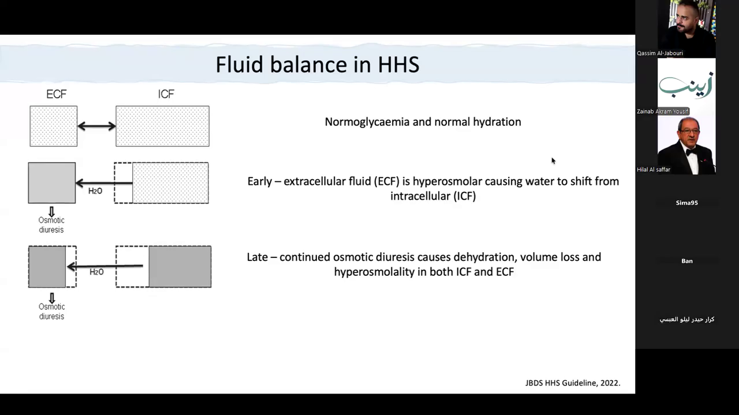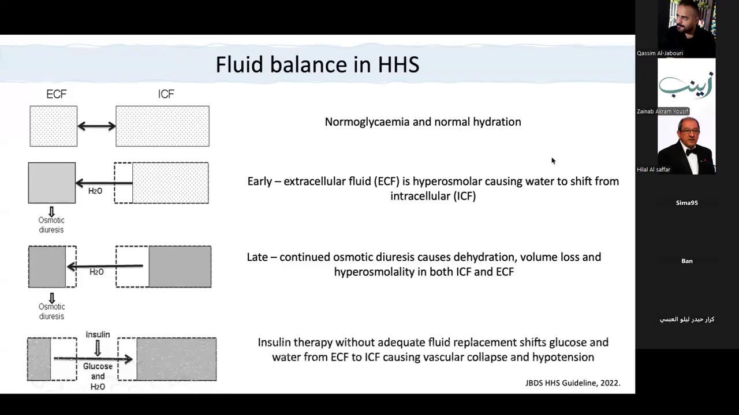As this process continues, the patient will end up having a severe form of dehydration or fluid loss intracellularly as well as extracellularly. Okay, so this is the main principle of HHS and how the fluid loss happens. And the longer the situation, the worse the dehydration and the fluid loss between the two spaces.